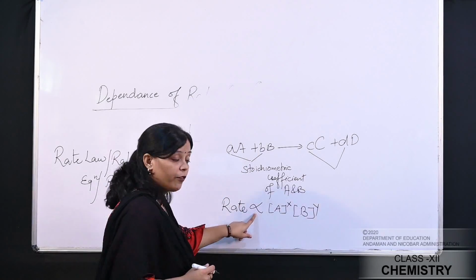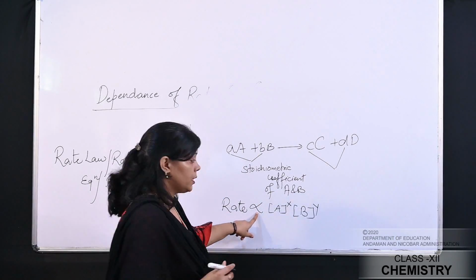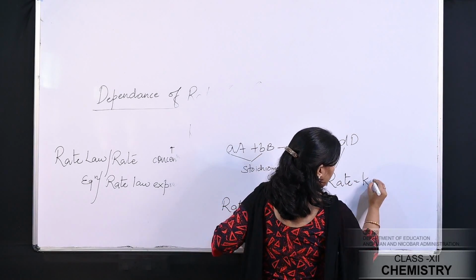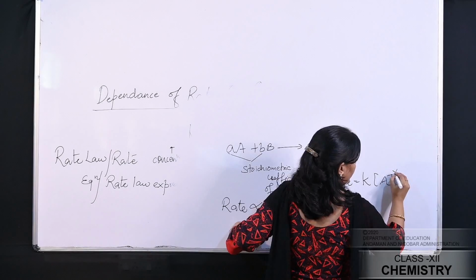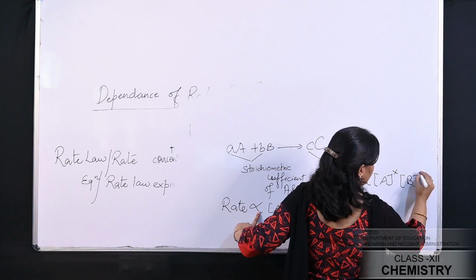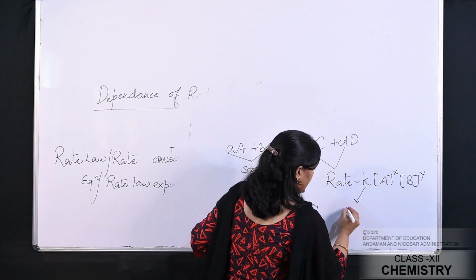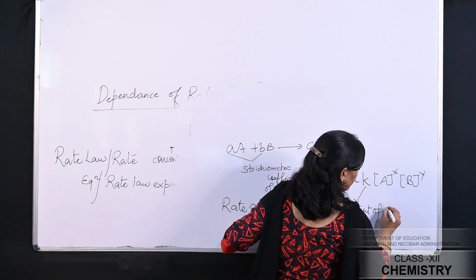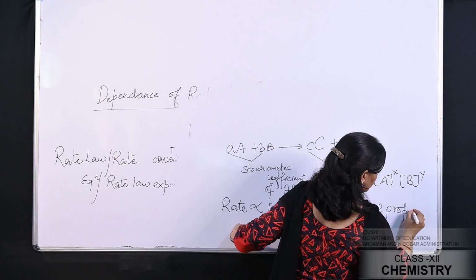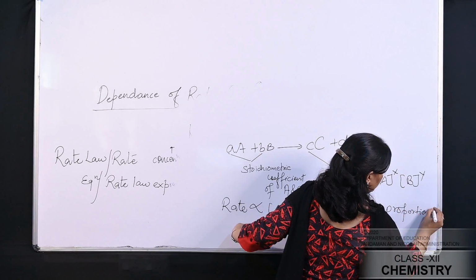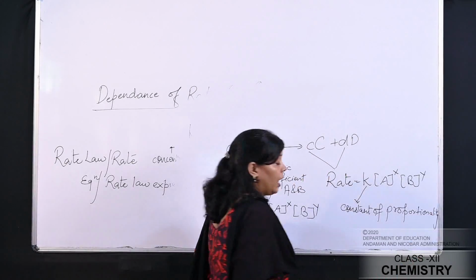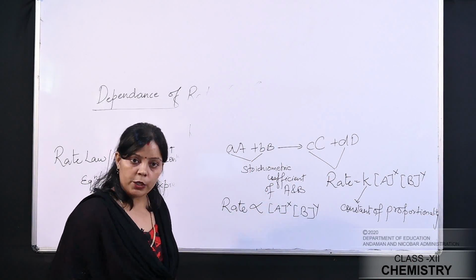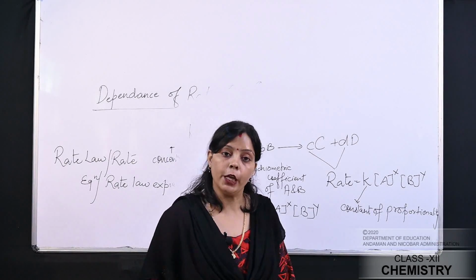So after that, when we remove this proportionality, a constant is added, that is k, so rate equals k [A] raised to power x and [B] raised to power y. This k is the constant of proportionality. After that, we are able to define what is the rate law expression or what is the rate equation.